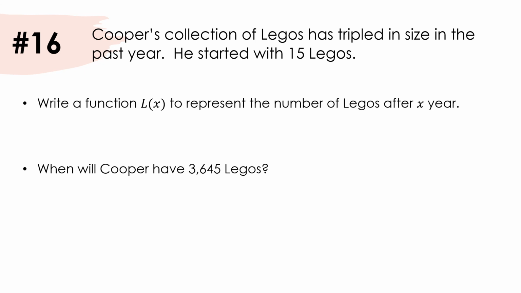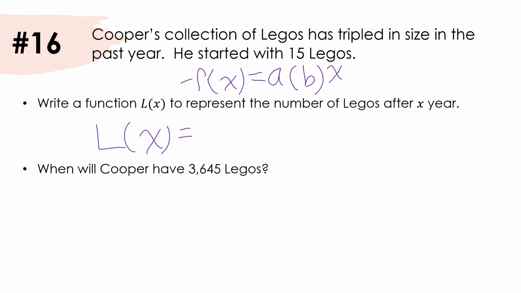And number 16, it says Cooper's collection of Legos has tripled in size in the past year. He started with 15 Legos. Write the function L of x to represent the number of Legos after x years. So again, our form f of x equals a times b to the x. A is the y-intercept or the starting value, which would be 15 Legos. The base is your multiplier. It told us that they're tripling. Tripling means to multiply by 3, so our base is 3. So L of x equals 15 times 3 to the x.